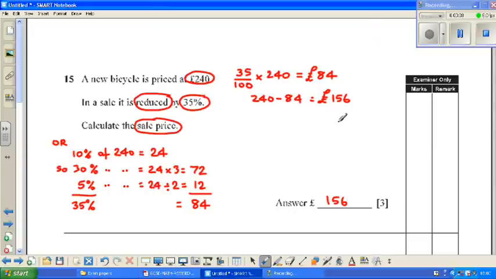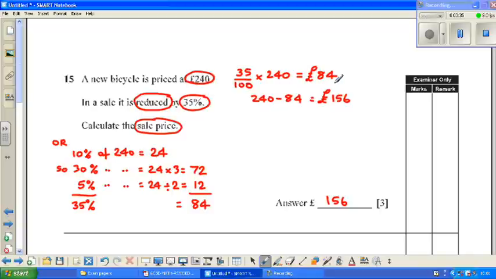Okay, so for question 15, the key numbers in the question I've circled, or you can highlight them. So it's the new bicycle priced at $240. It's reduced by 35%, and they want to know the sale price. So you can either do it remembering that 35% is 35 over 100 multiplied by the amount, which is 240. Key that into your calculator and you get £84.